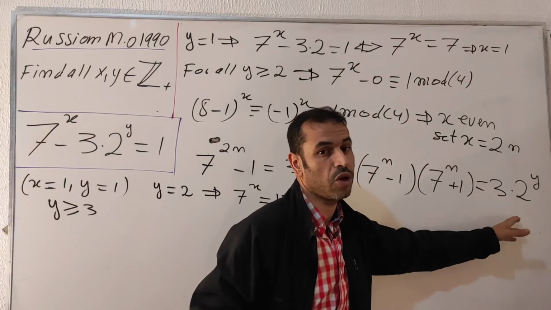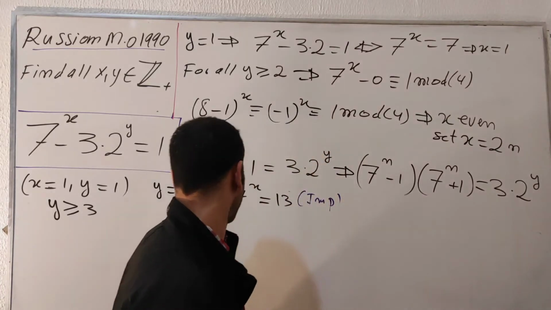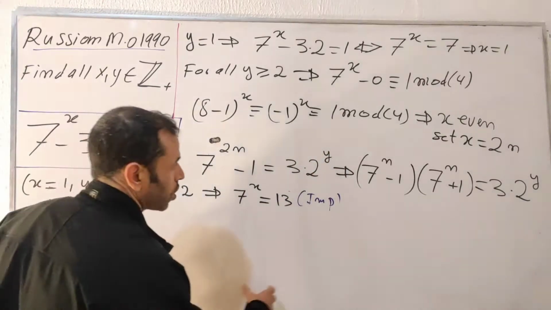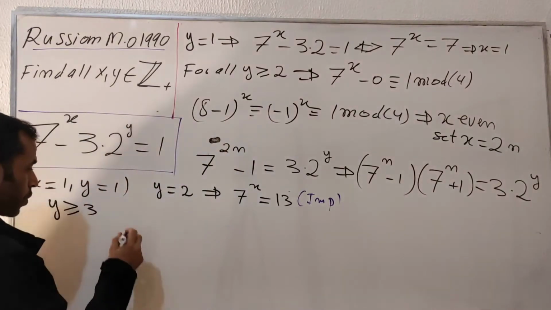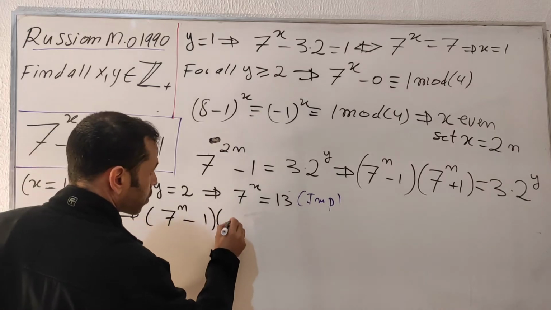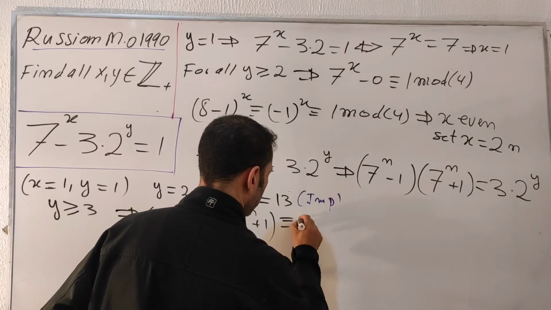So y must be greater than or equal to 3. I will tell you later why we are not using mod 8 but just mod 4, even though we have y greater than or equal to 3. So I'm going to reduce this one to mod 4, which means the product 7 to the n minus 1 times 7 to the n plus 1 is congruent to 0 mod 4.